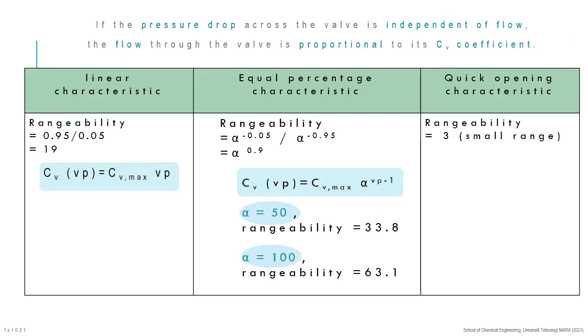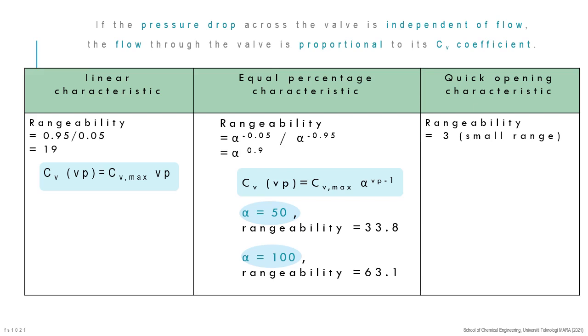If the pressure drop across the valve is independent of flow, the flow through the valve is proportional to its CV coefficient. We can calculate the valve rangeability from its inherent characteristic. For a linear characteristic, rangeability equals 0.95, which is at maximum valve position, divided by 0.05, which is at minimum valve position, equal to 19.